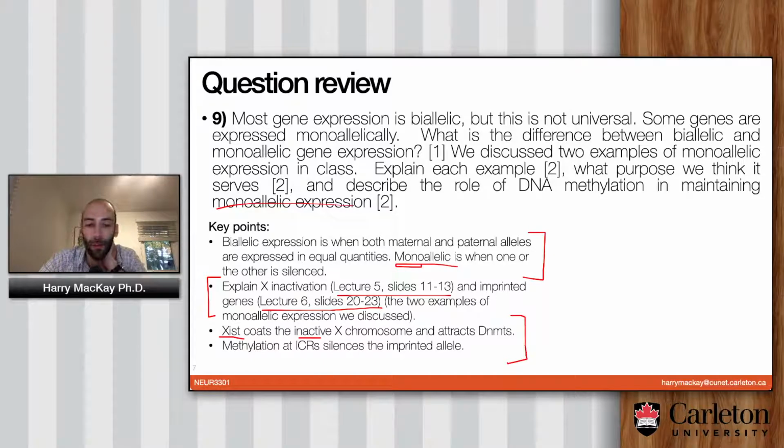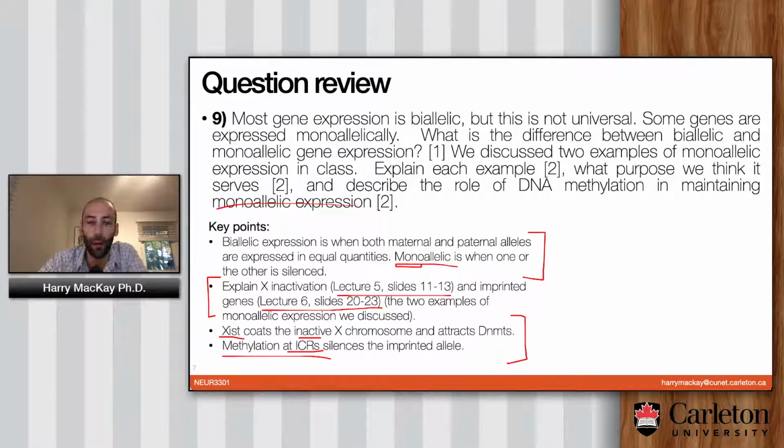And then for imprinted genes, you have methylation at imprinting control regions, ICRs, and the methylation state there is allele specific. It's determined early on in embryonic development. It's really more just that methylation there is not erased like it is in most places, and the presence of methylation at an ICR silences the imprinted allele. So that's what I'd be looking for there.